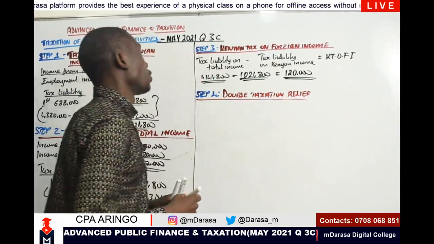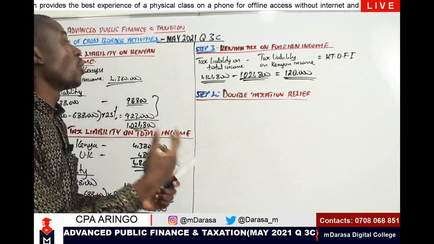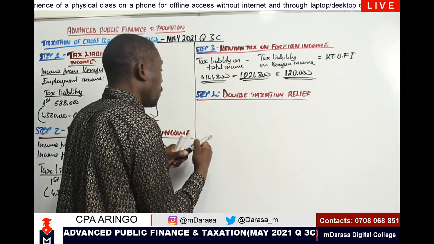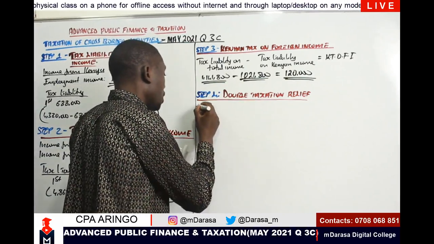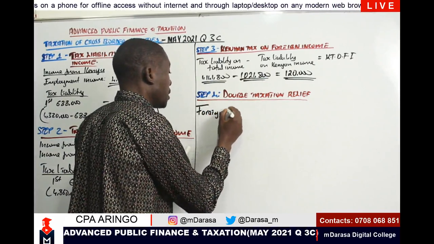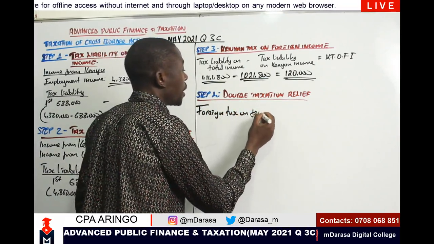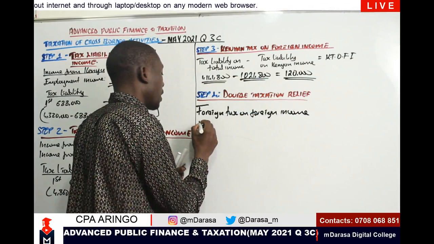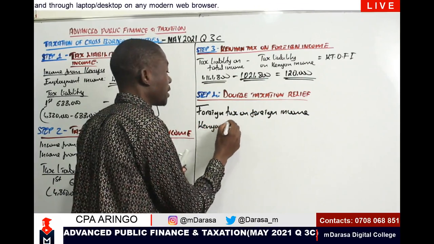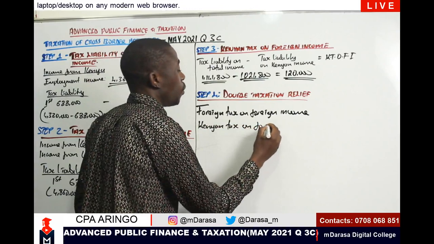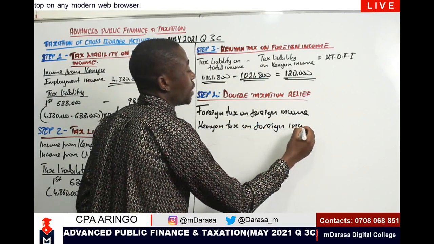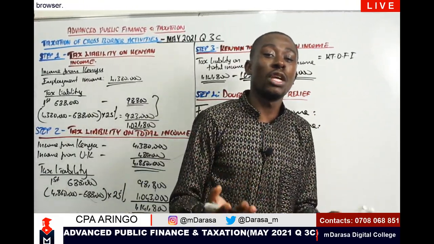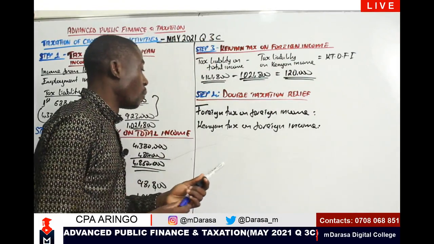To determine your double taxation relief, my good students, we had said we are going to compare what? We are going to compare the foreign tax on foreign income. We compare that with what? Kenyan tax. We compare that with the Kenyan tax on foreign income. So whichever is lower is the one that you are going to take as our double taxation relief.